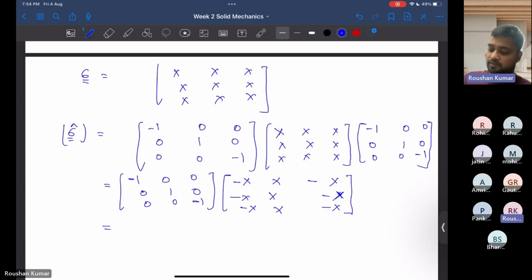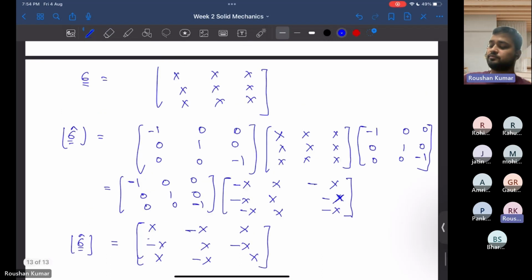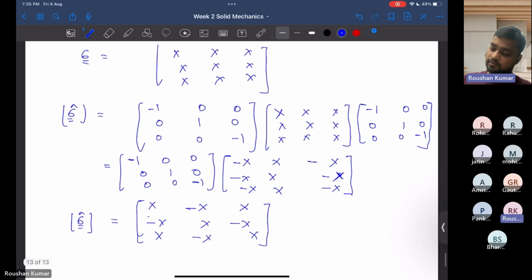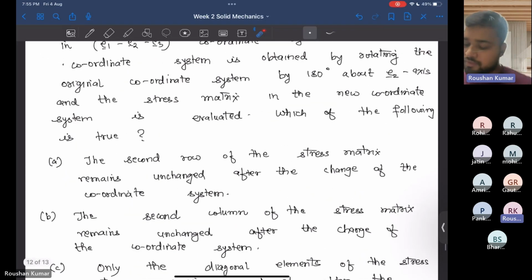Now multiply the first matrix with the result, and we get the final matrix with entries x, minus x, x, minus x, x, minus x, and so on. So this is the component of the stress matrix in the new coordinate system after rotation of the coordinate system. Here you see that the components change; it is not exactly equal to the old sigma matrix. The new matrix has changed, and now we come to the question and check which option is correct.